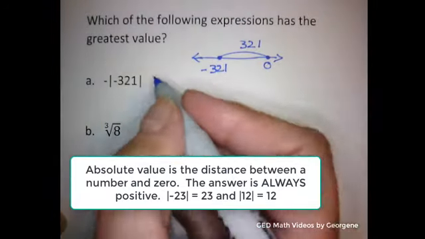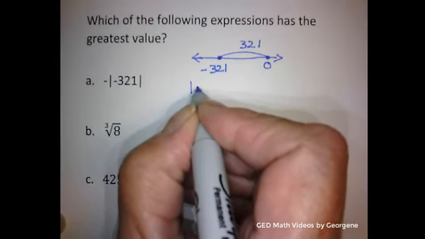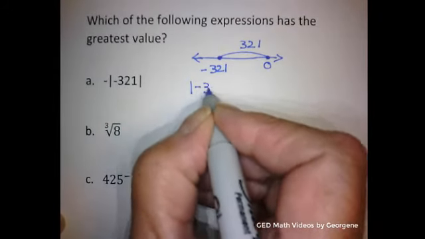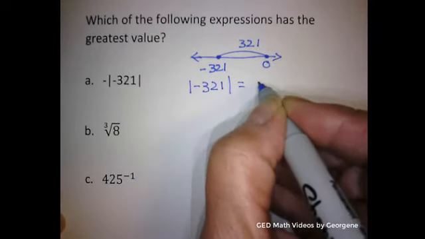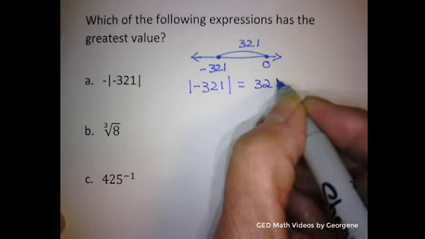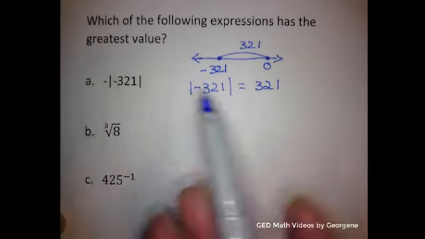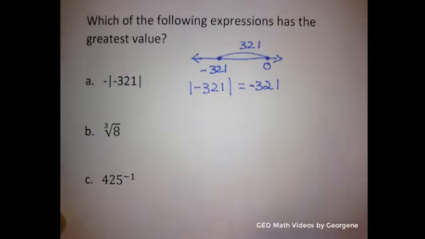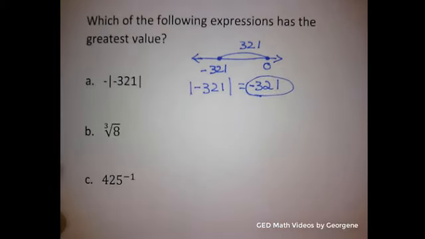So the absolute value of a negative 321 is going to be a positive 321. And then we can't forget about this little symbol here, so we're going to have to add that. So in the end, our answer for letter A is going to be negative 321. I'm going to circle that so that we can see it. Does not mean that that's the answer.